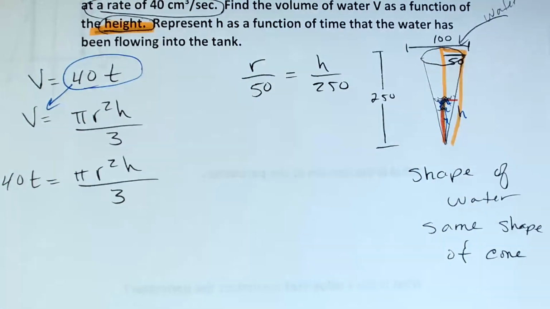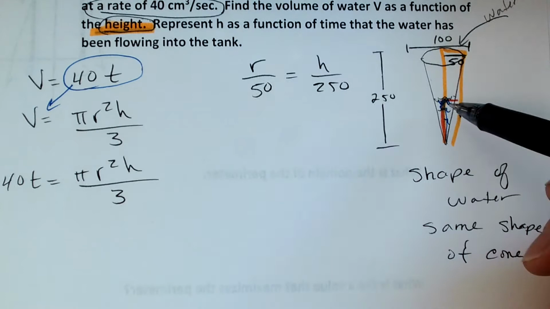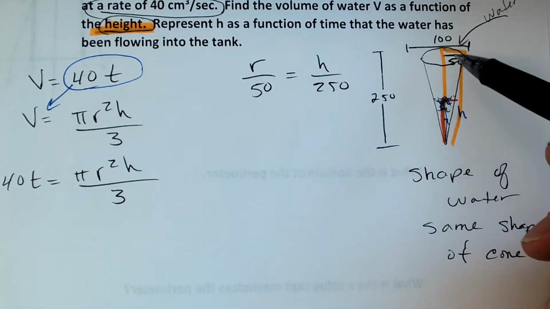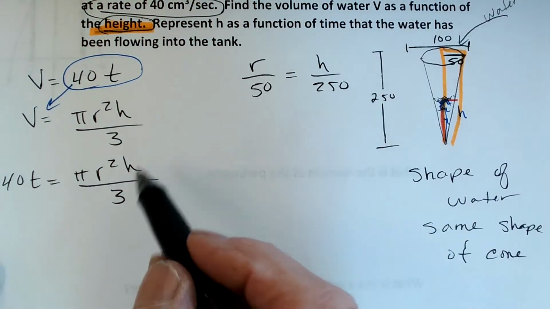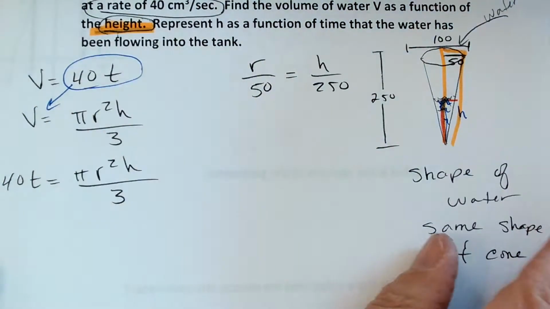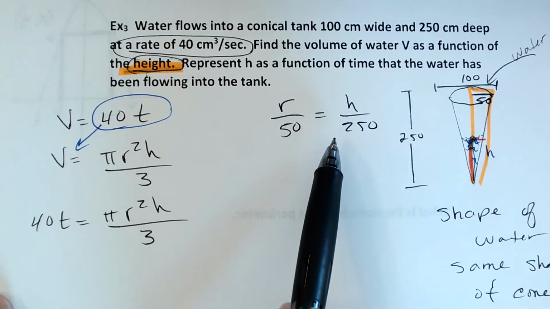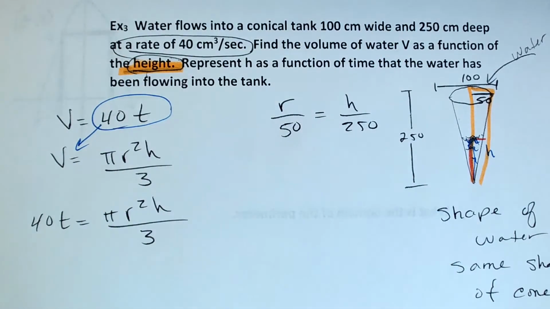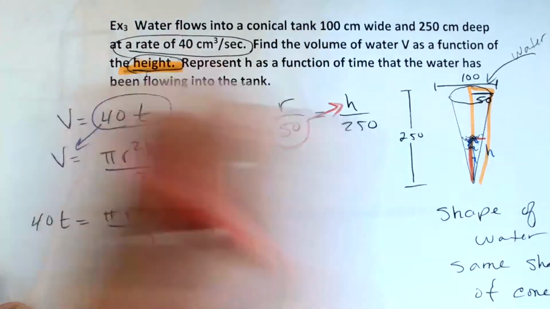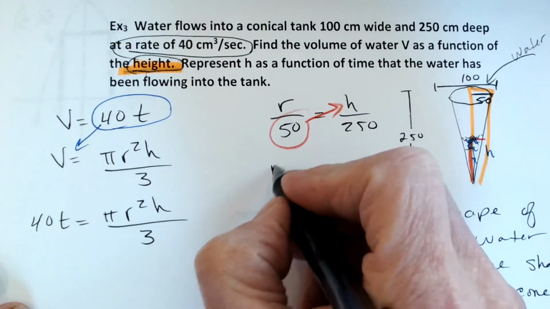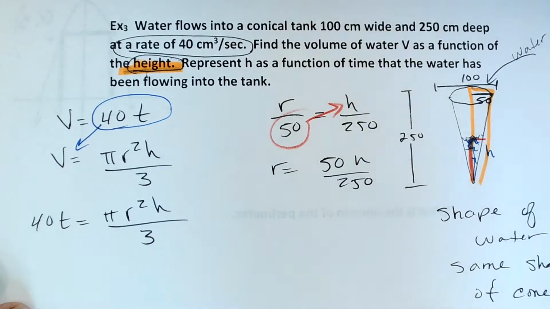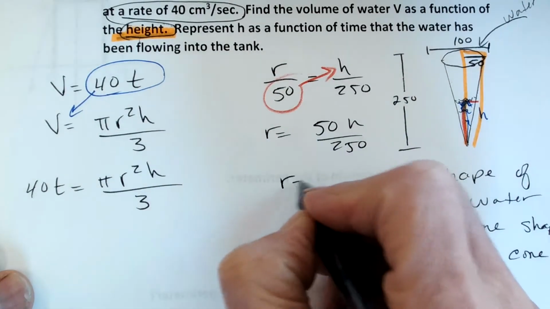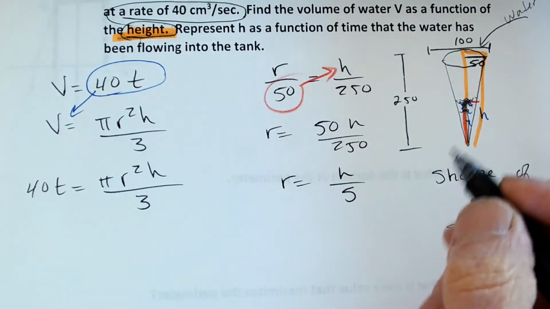So I set up a little ratio. The ratio between the radius of the water to the radius of the cone equals the height of the water to the height of the cone. Now, what do I want to do over here? I want to think in terms of height, don't I? So what I need to do is solve for r. I bring up my 50, and I'm going to have r equals 50h over 250. And I'm going to reduce this to r equals h over 5. You okay with that reducing?